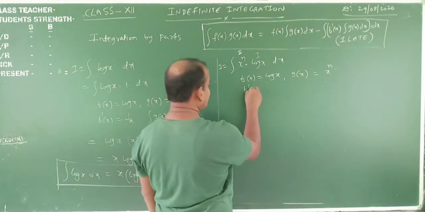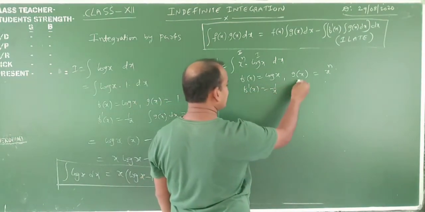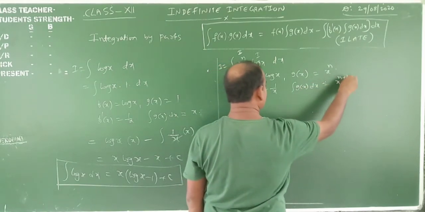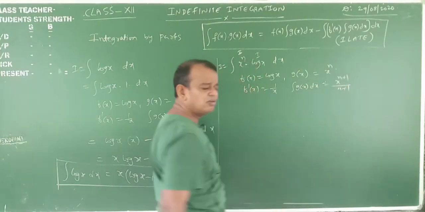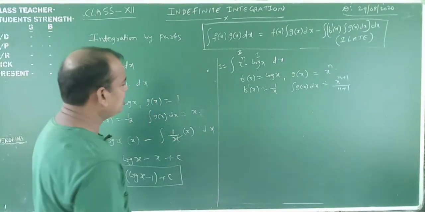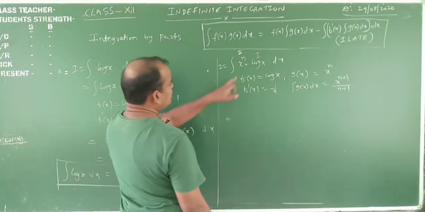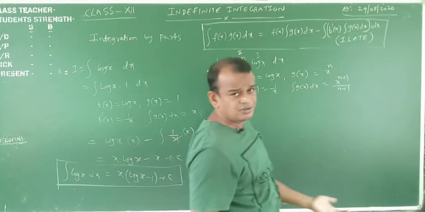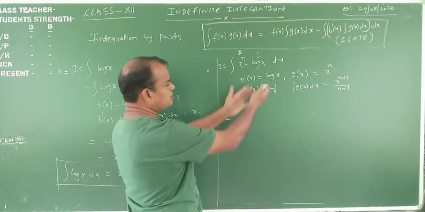What is the derivative of f of x? It means 1 by x. What is the integral of this one? Integral of g of x dx is equal to x power n plus 1 by n plus 1 plus c. No need to write, no problem at all. Now substitute, this is f of x into g of x. Now apply this formula only. Otherwise, suppose you get confused, use the total formula and substitute these values.